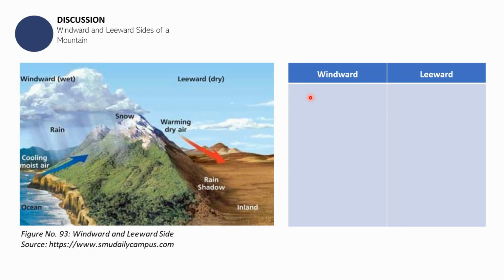Halimbawa, in terms of precipitation, present ba sa windward? Okay, so present ba sa leeward? May ulan ba? Okay, so in terms of droughts, saan kaya mas may tendency mangyari ang drought? Sa windward, sa leeward. Ayan, so I will be giving you more time to do this para lang mas ma-build ninyo yung structure ng windward at saka ng leeward side.